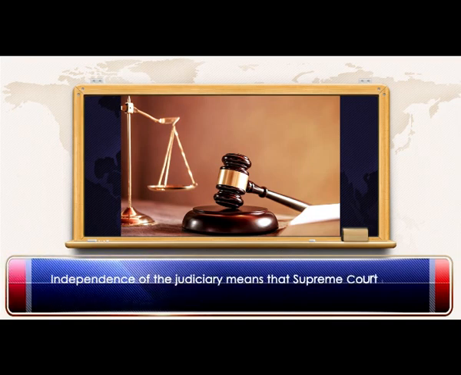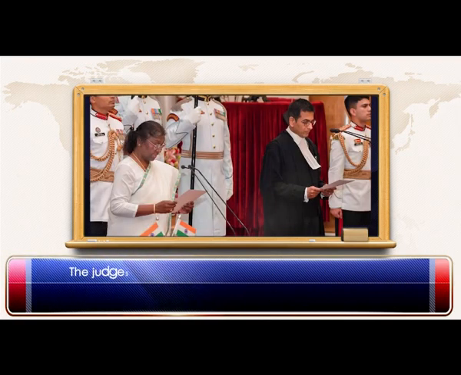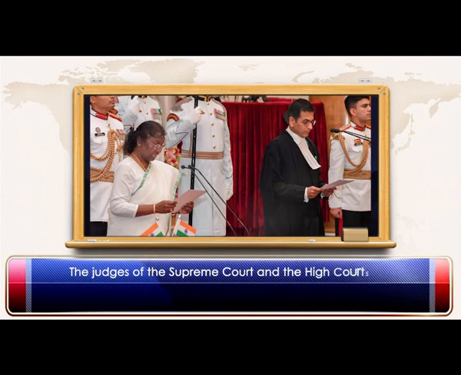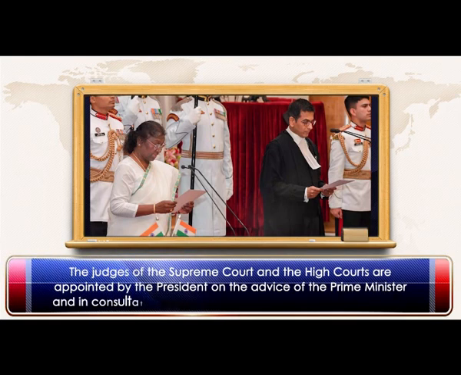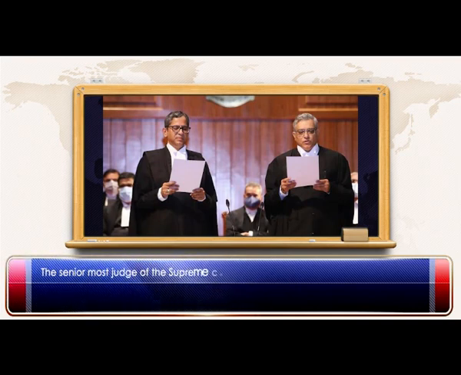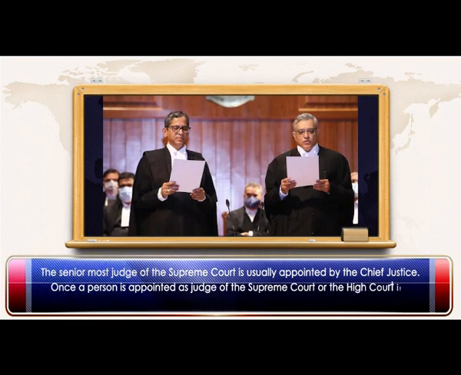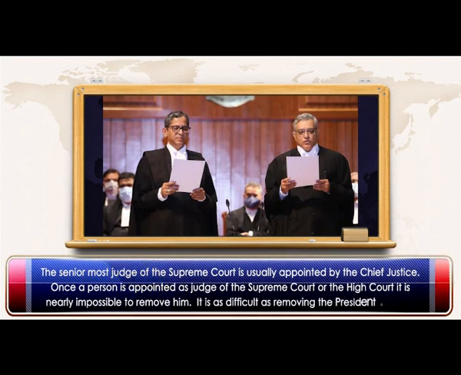Independence of the judiciary means that Supreme Court is not under the control of the legislature or the executive. The judges of the Supreme Court and the High Court are appointed by the President on the advice of the Prime Minister and in consultation with the Chief Justice of the Supreme Court. The senior most judge of the Supreme Court is usually appointed Chief Justice. Once a person is appointed as judge of the Supreme Court or the High Court, it is nearly impossible to remove him. It is as difficult as removing the President of India.